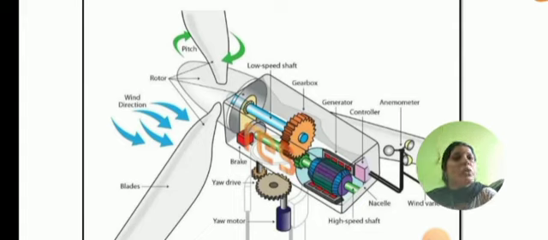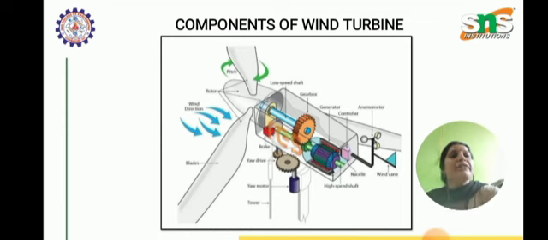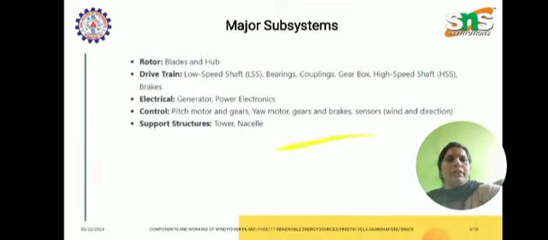And the next one is the transformer. The power from the generator goes to a transformer which converts the electricity from low voltage, around 480 volts, to the appropriate voltage for transmission, typically 33 kV. So these are the different components of the wind turbine. These things we have seen about the rotor, the drivetrain, electrical control mechanism, supporting structure, tower, nacelle, etc.